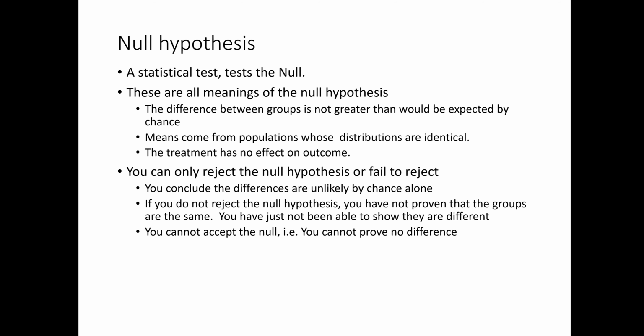You can only reject the null hypothesis or fail to reject it. You conclude the differences are unlikely by chance alone. If you do not reject the null hypothesis, you have not proven that the groups are the same. You have just not been able to show they are different. You cannot accept the null. You cannot prove no difference. This is a very important concept. You reject the null or you don't. Those are your choices.